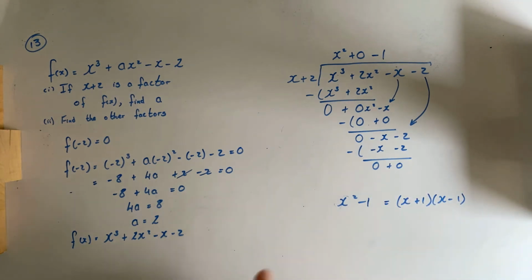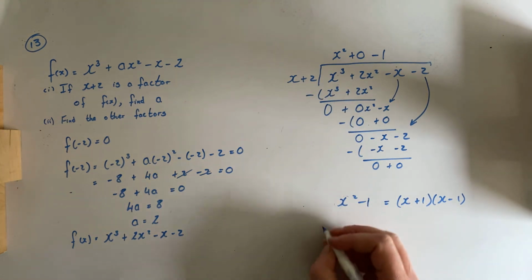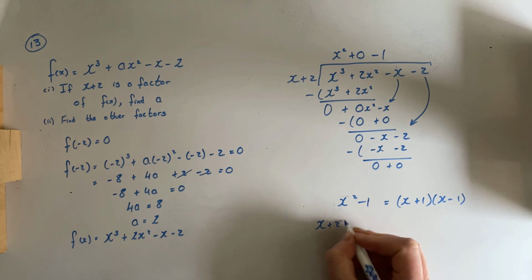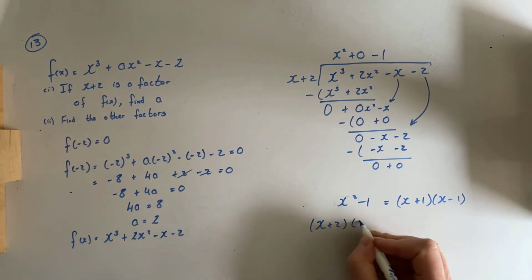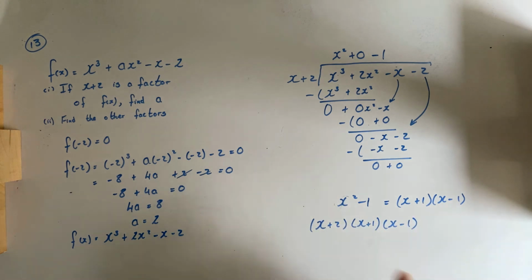And so the three factors that I have for my original function are x plus 2, x plus 1, and x minus 1. Problem complete.